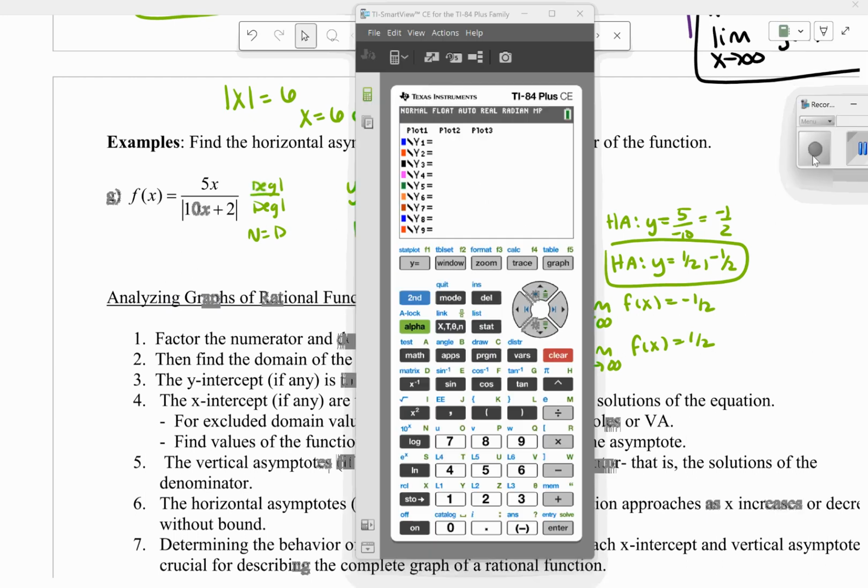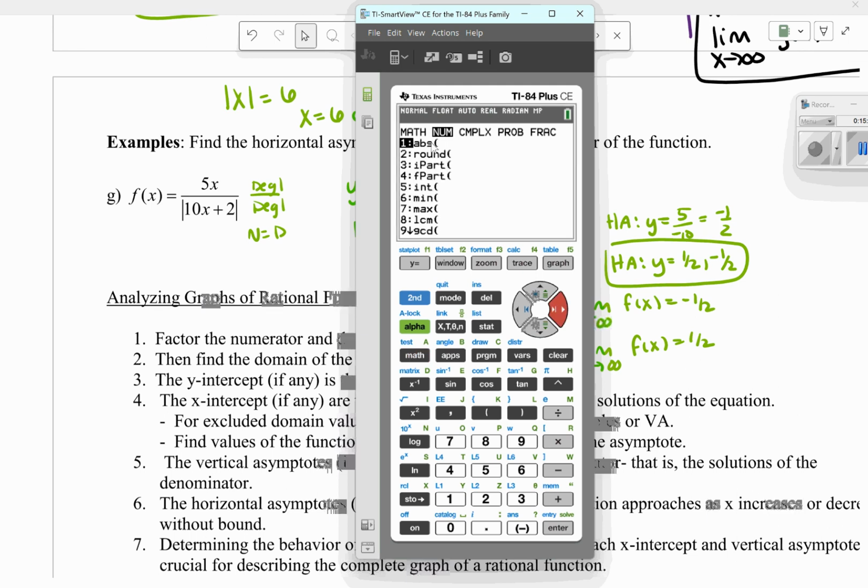Let me get my calculator up. If I want to graph this, I go to my y equals, I'm going to do parentheses 5x divided by, and remember to get absolute value, you can go to math and scroll to number and it's the first one right there. Or the other way you can get it is to go to your catalog, second zero, and it's always the first one, which is kind of easier. Usually I do that a lot. So we have 10x plus 2.